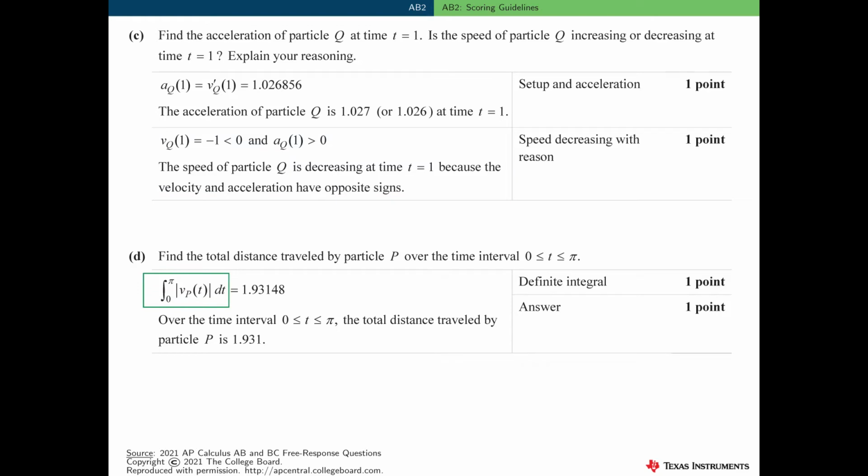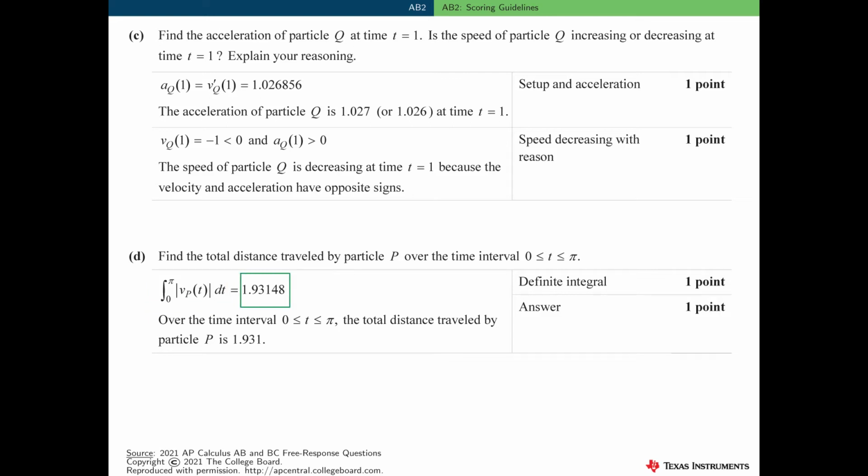Part D was also worth 2 points. The first point was earned for presenting the correct definite integral, this expression. That is, the mathematical expression used to find the correct answer, the total distance traveled by the particle. This point can be earned by presenting a sum or difference of definite integrals. In other words, some students found the value of t at which the velocity changes sign. They used the definition of the absolute value function, and they split the definite integral into 2 parts.